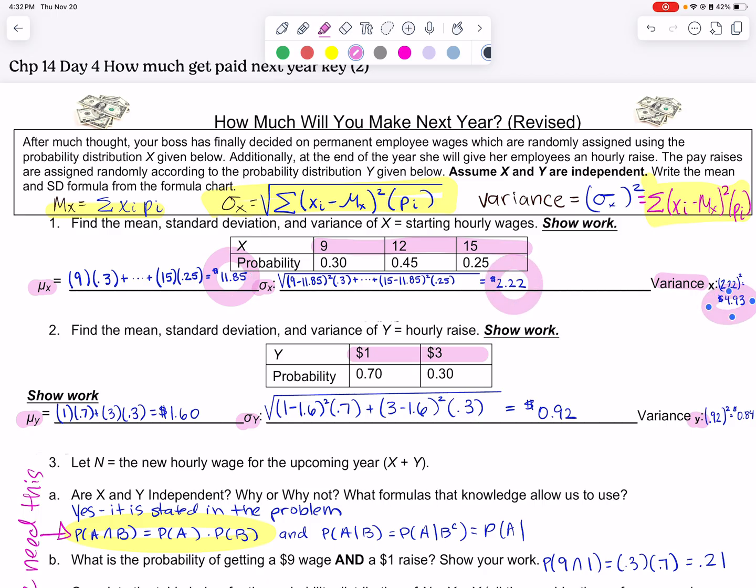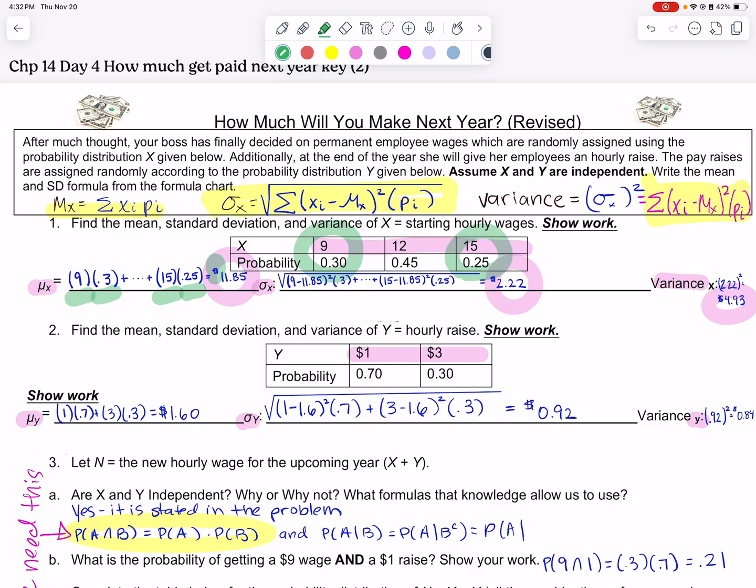of $4.93. Now let me remind you, as far as on the test, you would write the X value times its probability plus the next X value times its probability, to show that it's going from the first value to the last value and all the values in between. So you have to make sure you show work, and make sure you put dollars, whatever the units are, and then write the answer.